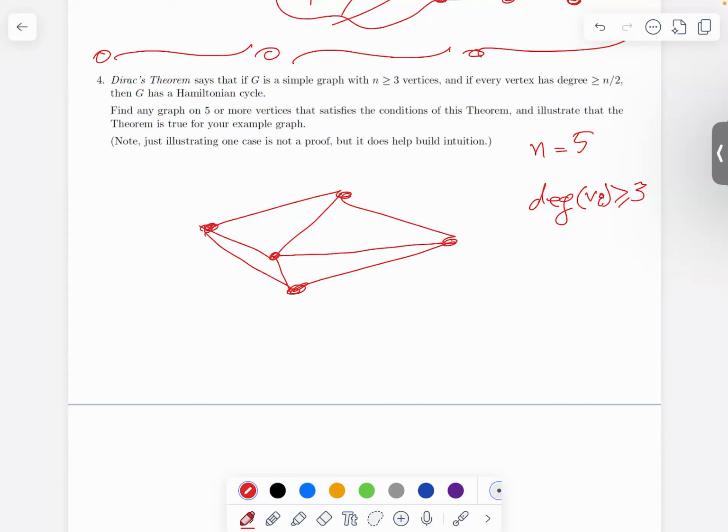This is a planar graph because the edges are not cutting each other without vertices. So can we count this one? What are the edges of this one? 1, 2, 3. 1, 2, 3. 1, 2, 3, 4. Okay, so this is Hamiltonian. This is really Hamiltonian. Can we try to make a Hamiltonian graph?